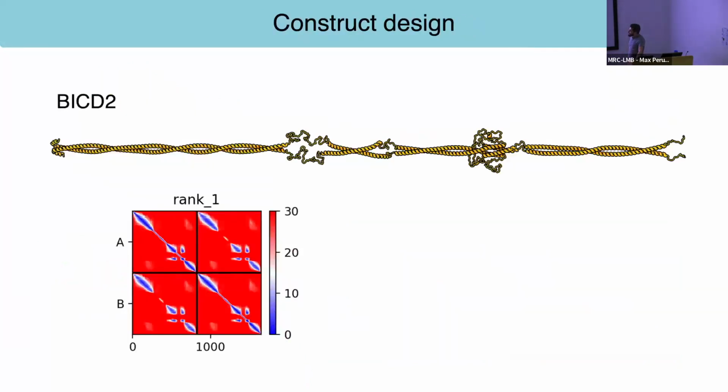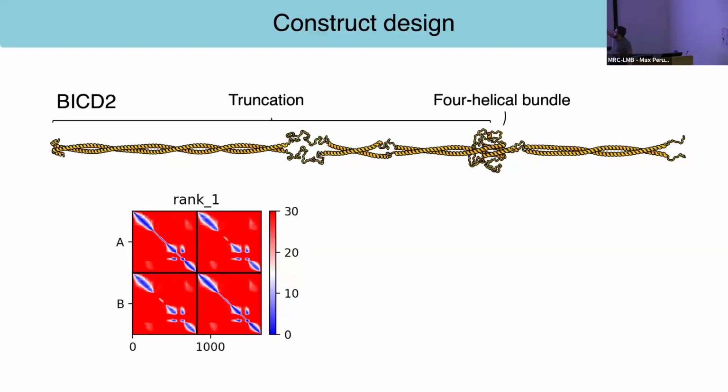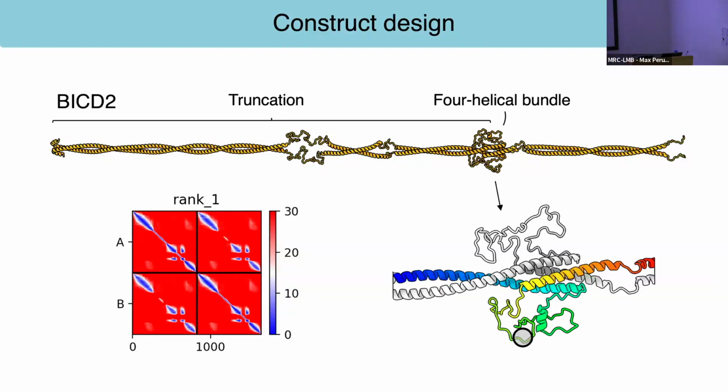I've also used it for construct design. So this is an attempt at purifying this protein BICT2, and we work with a lot of coiled-coil proteins, if you can't tell. For this one, I created a truncation around this four-helical bundle, which I didn't know was a four-helical bundle at the time. If you just look at the predictions online, it will say the coiled coil ends essentially here, and so you should be able to just truncate after this coiled coil.